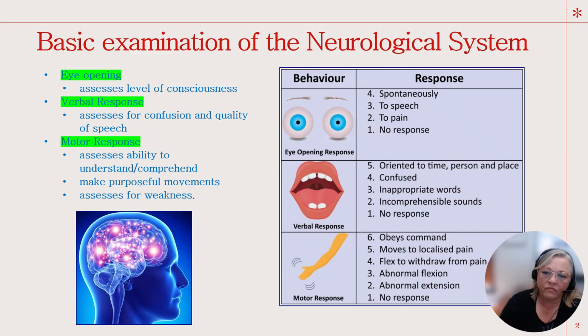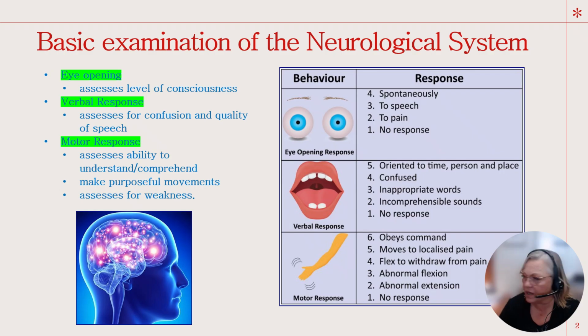We then would go to a verbal response of incomprehensible sounds. This is very sad to see, but they're trying to speak and it's not coming out. You're getting muffled sounds, you're getting groans, you're getting moans, you're getting all kinds of sort of guttural sounds, squeaks. They're trying to speak and it's not coming out. And then right down to no response. They're verbally not answering you. Again, verbal response will help us to determine their confusion level and their quality of speech.